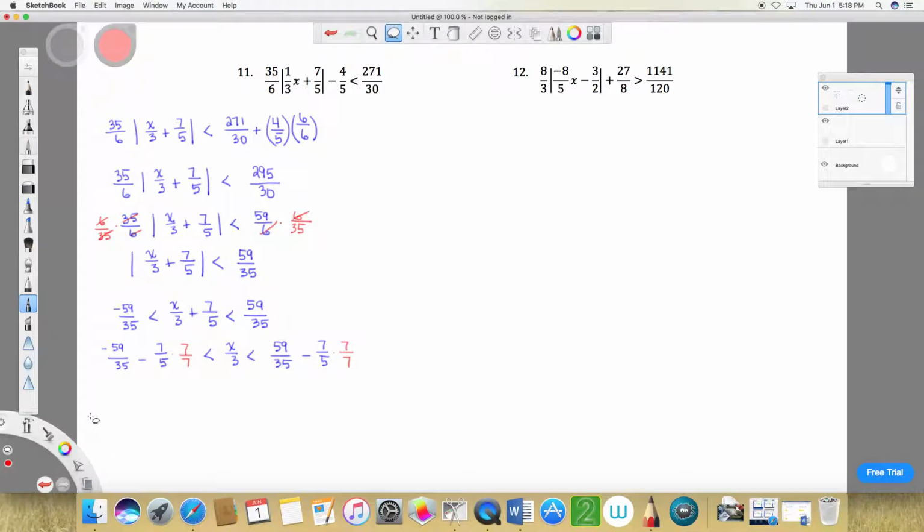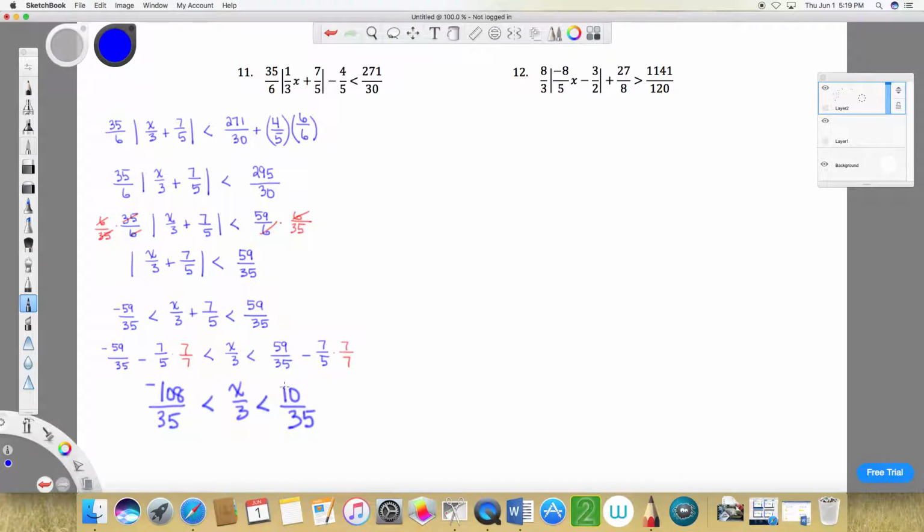All right, let's see if we can simplify this. On the left-hand side, we have a common denominator of 35. And we have negative 59 minus, well, 7 times 7 is 49. So we've got negative 59 minus 49, and I get negative 108. That is less than x over 3, which is less than 59 minus 49 is 10. Oops. Yeah, 35.